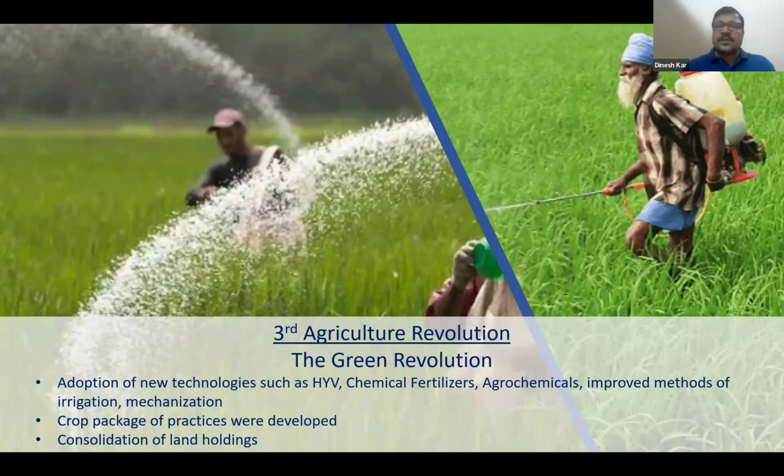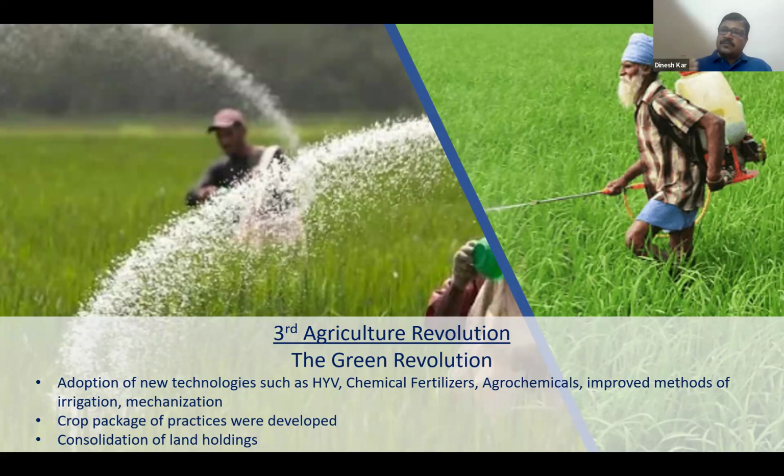The third revolution, which took place in agriculture, which we are all part of, is the green revolution. This revolution took place based on a need. There was a famine, there was a need for food to be given to the growing population. Many people were going into hunger. So at that time new high yielding varieties were introduced. When high yielding varieties were introduced, chemical fertilizers were also introduced. And then package of practices were developed.